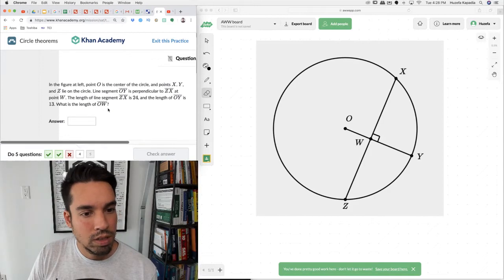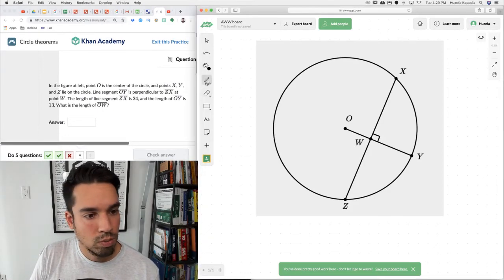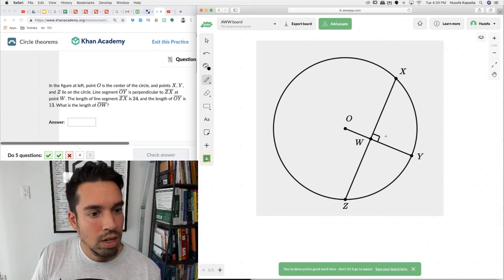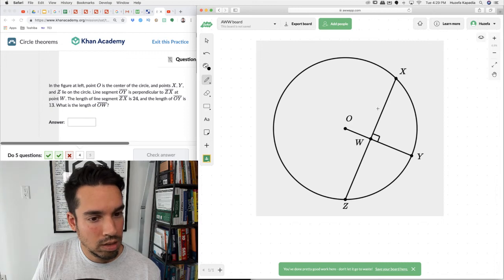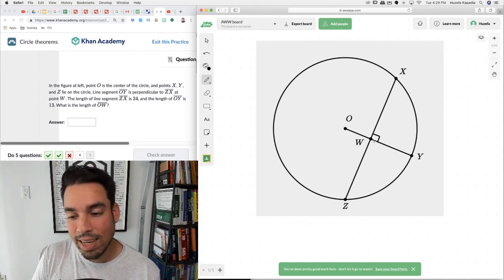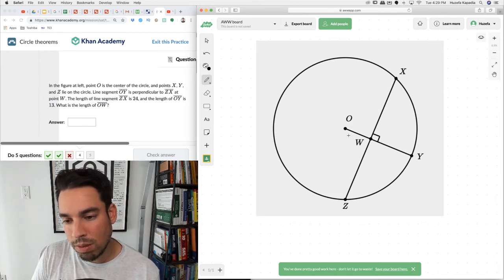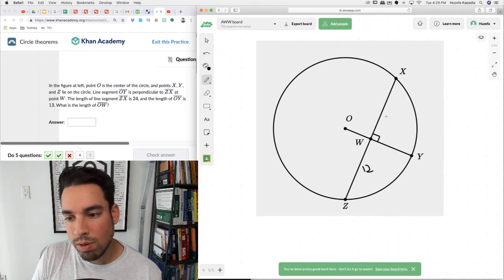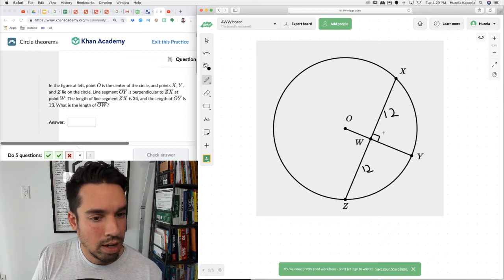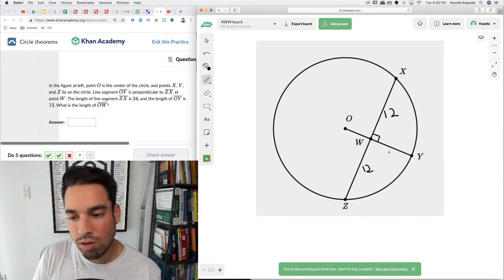The figure at the left, point O is the center of the circle, and points X, Y, and Z lie in the circle segment. Line segment OY is perpendicular. The length of line segment ZX, the whole thing, is 24. And again, this is a perpendicular bisector. It's being bisected because the radius is perpendicular to it. So the whole thing is 24. We know that this is 12, and we know that this is 12. And OY is 13. The whole thing is 13.